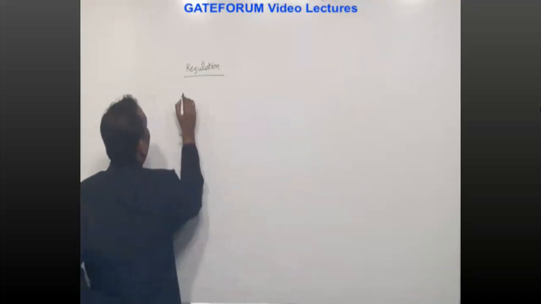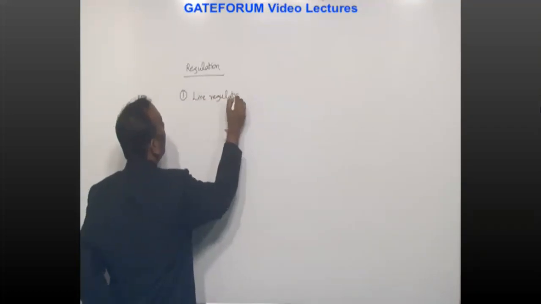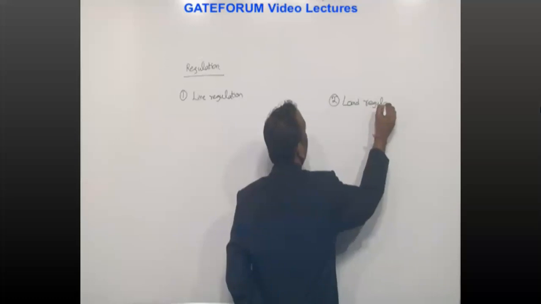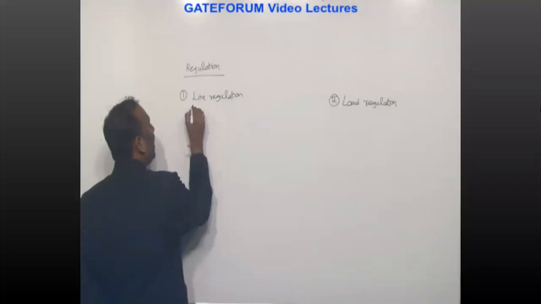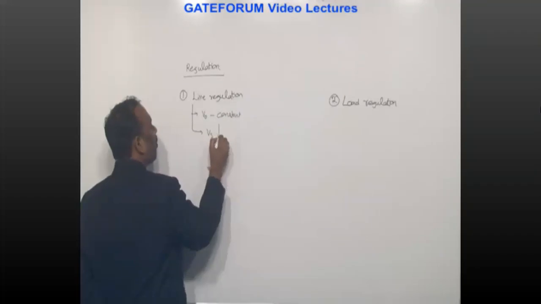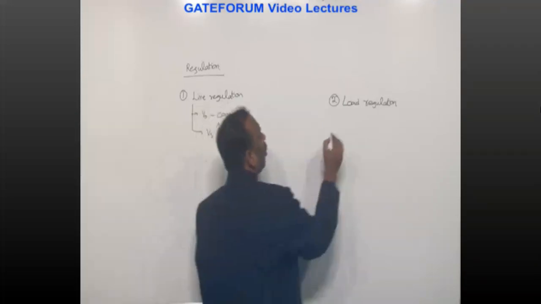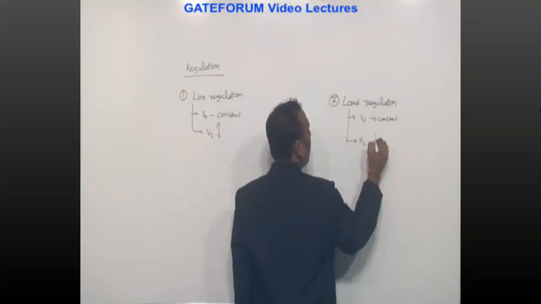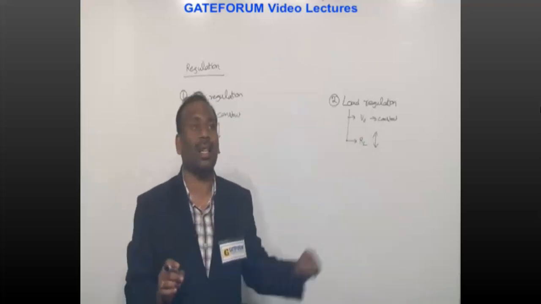Therefore, there are two types of regulation. The first one is called line regulation. The second one is called load regulation. What is meant by line regulation? Maintaining the output voltage constant irrespective of changes in the supply voltage. Whether the supply voltage increases or decreases, the output voltage has to be maintained constant. Load regulation means the output voltage has to be maintained constant irrespective of changes in the RL value. Whether the RL value increases or decreases, the output voltage has to remain constant. That is called load regulation.